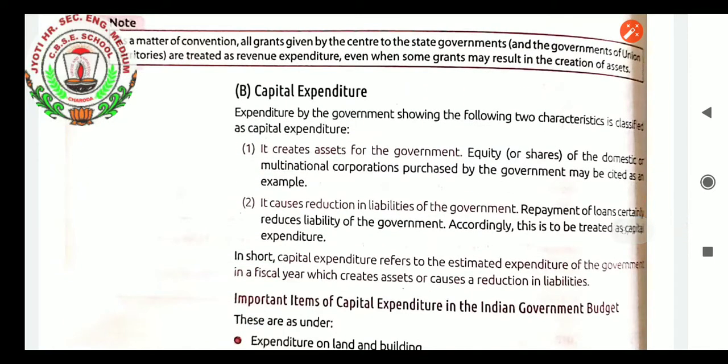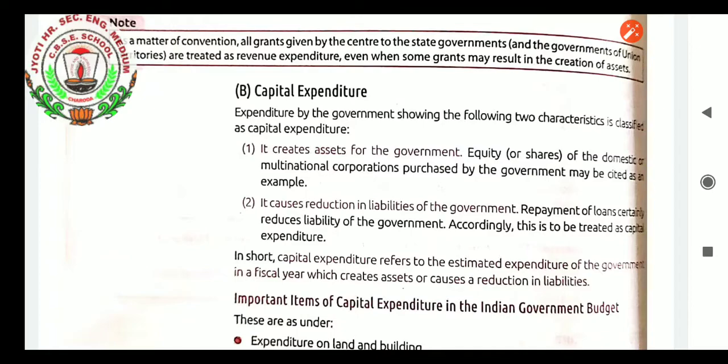Now the fourth term, capital expenditure. What is capital expenditure, student? Expenditure by the government showing the following two characteristics is classified as capital expenditure. It creates assets for the government. Equity or shares of a domestic or multinational corporation purchased by the government may be cited as an example. It causes a reduction in liabilities of the government. Repayment of loans certainly reduces the liability of the government. Accordingly, this is to be treated as capital expenditure.